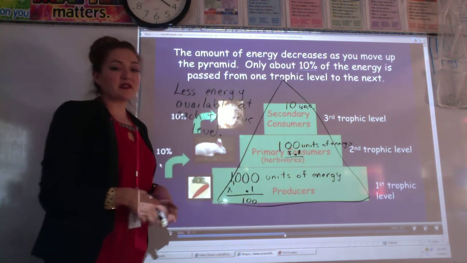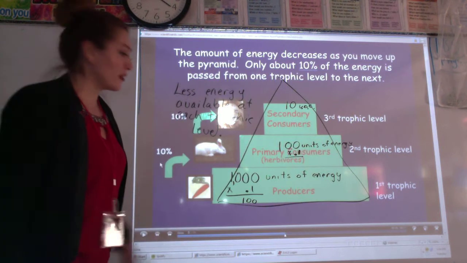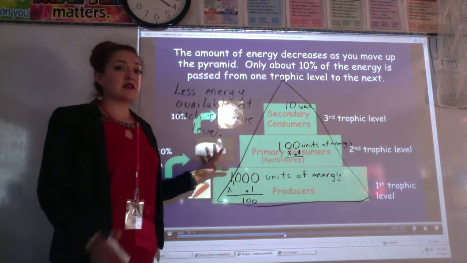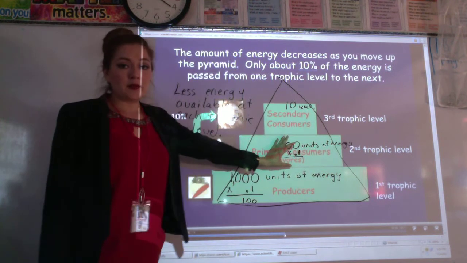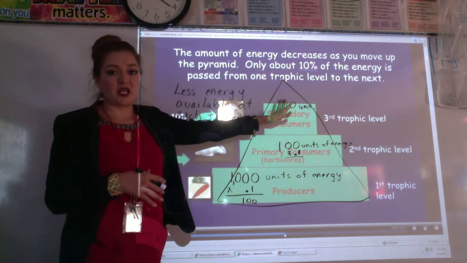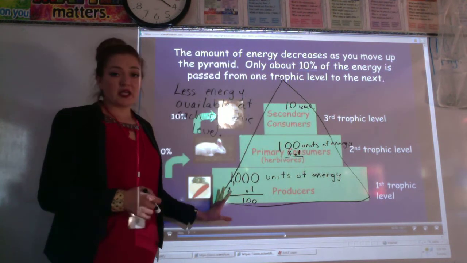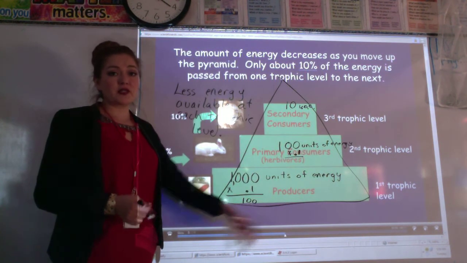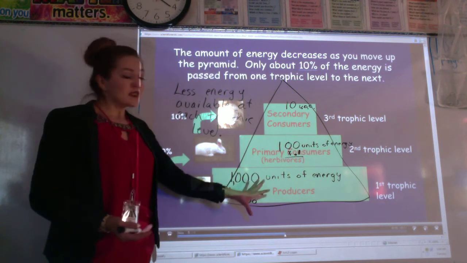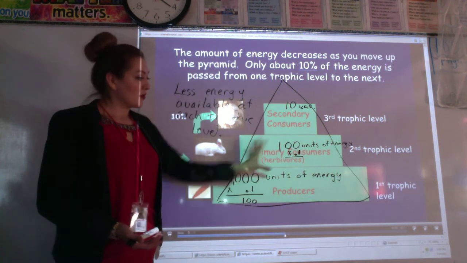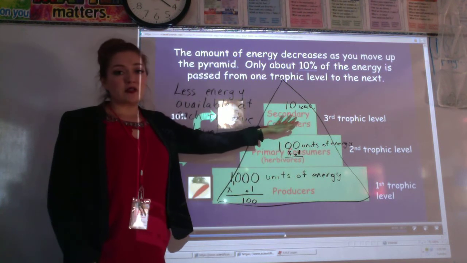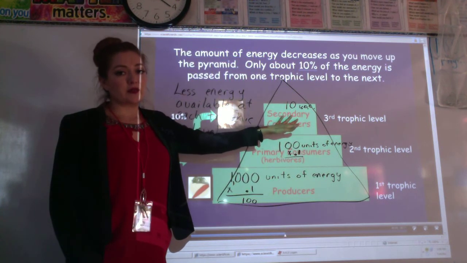For example, let's say that there's a big, humongous forest fire, or let's say that a bunch of the bunnies get a disease. If you decrease these numbers, that's going to affect the consumer at the end of the chain. If you change the number of producers, it's going to change the number of units of energy available. So if there's less units of energy, then there's also going to be less energy for the consumers, and even less for the secondary consumers.